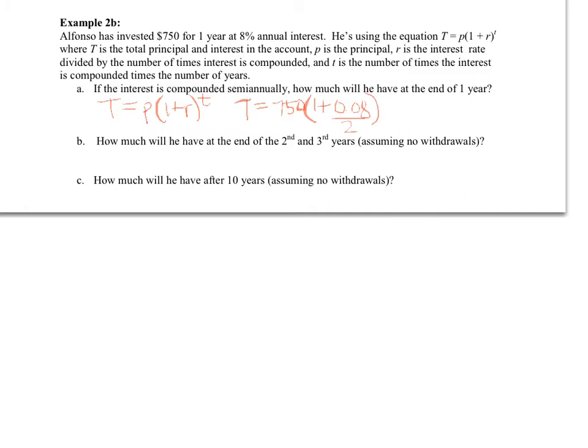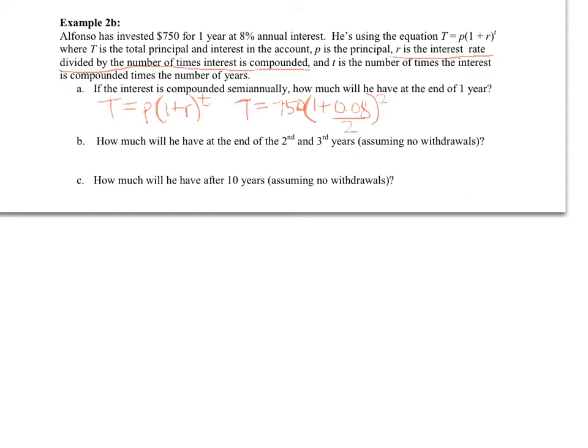because the R is the interest rate divided by the number of times interest is compounded. In this case, they said compounded semi-annually, which means twice a year. So you got to divide it by 2. And you're going to raise that to T. And in this case, T is going to be the number of times the interest is compounded times the number of years. So it's going to be compounded twice.